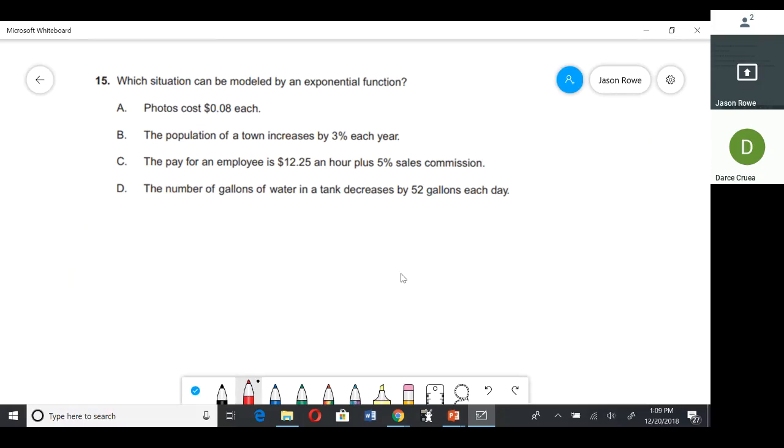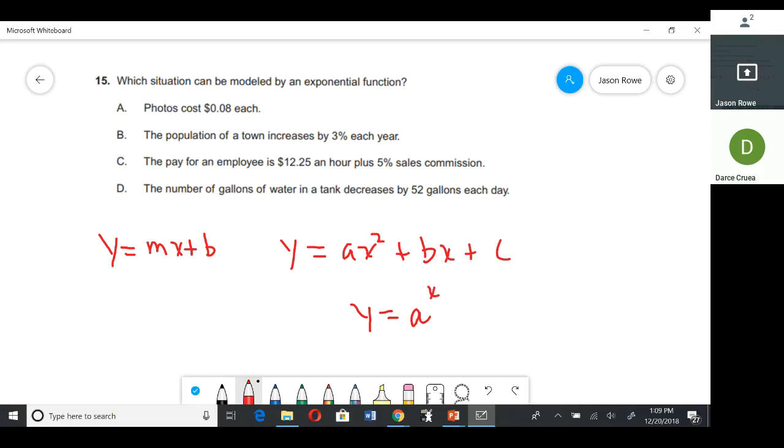Which situation can be modeled by an exponential function? All right, so remember we got linear, which will look like this. We've got quadratic. We've got exponential. So we want to focus on one that would be best described by exponential like that, y equals a to the x. So let's take a look at the situations.